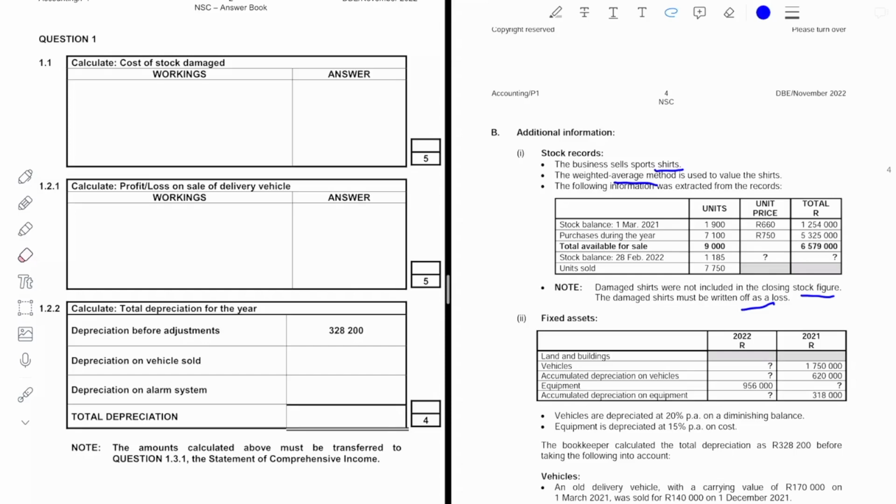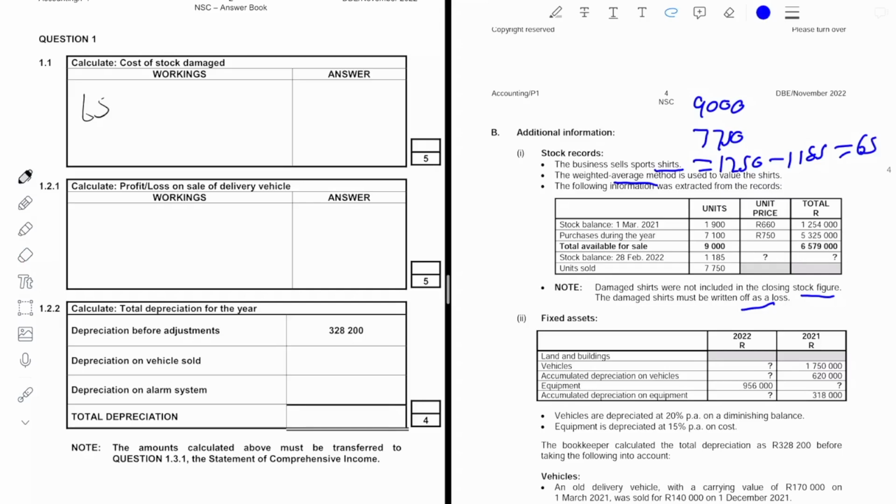So during the year, I had 9,000 units available for sale, but of those 9,000 units, I only sold 7,750, meaning that on hand I should have 1,250. But then in my closing stock figure, I've only got 1,185, and the difference between these figures will give us the number of shirts that are damaged, and this is equal to 65. So we've got one part of our calculation.